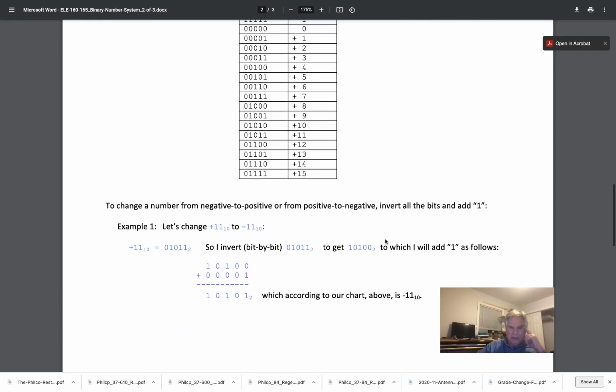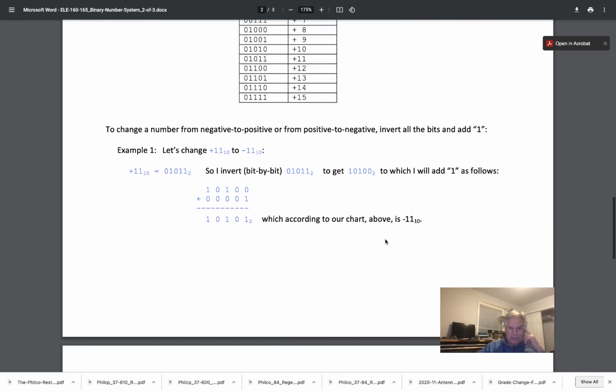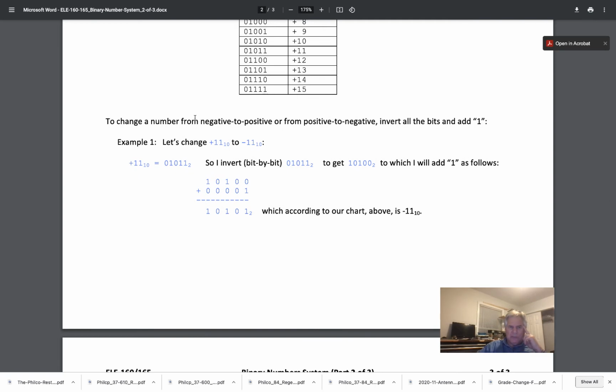To change a number from negative to positive or from positive to negative, invert all the bits and add 1. Now, inverting the bit means if it's a 0, make it a 1. If it's a 1, make it a 0. So let's change plus 11 base 10 to minus 11 base 10.